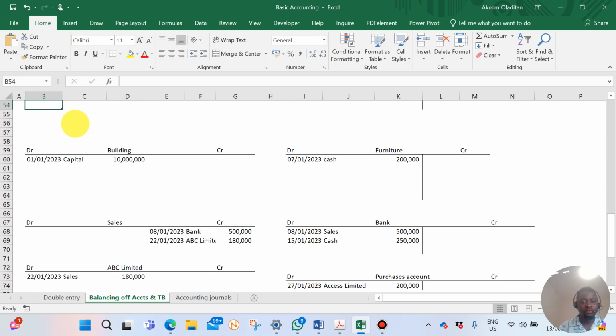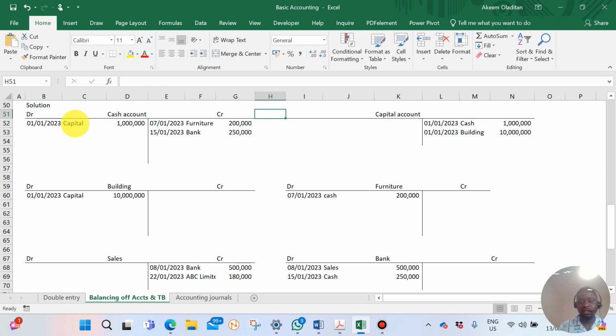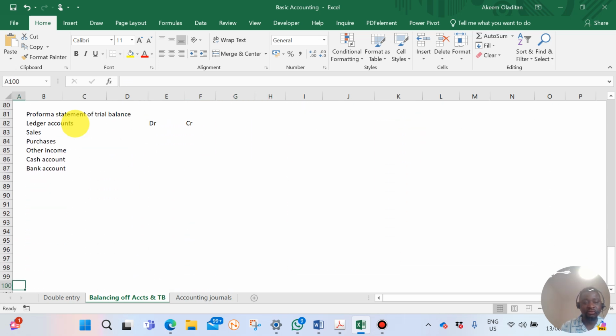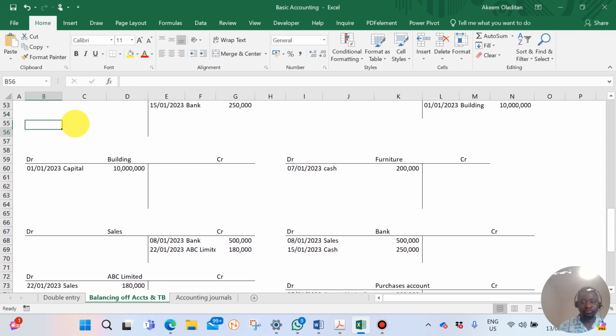What's the next one? We have a capital account here, but I would not want to put that now. I'll go down and do the others. We have building and we have furniture. So these are fixed asset accounts. We can just list them for the purpose of this discussion. We'll not be differentiating between a fixed asset or a current asset. So I'll just put it there: building, furniture, sales, and the recorded bank.